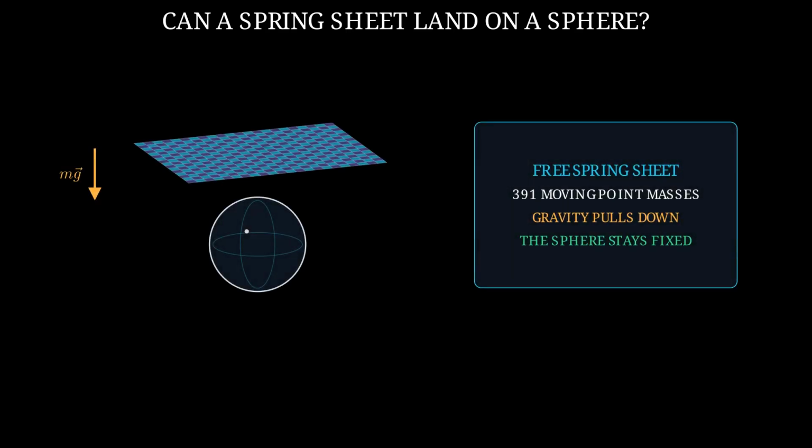A soft contact rule can do more than stop one object at a flat floor. Consider a free sheet made from 391 moving point masses and more than 2,000 spring and damper connections. Gravity pulls every cloth point downward. A sphere waits below the sheet and remains fixed. The sheet begins slightly off-center, so perfect balance cannot hold it in place. Can local contact and limited sliding resistance make the sheet drape around this curved obstacle?